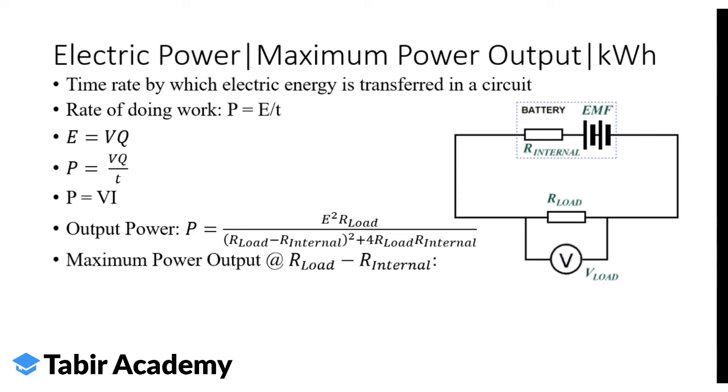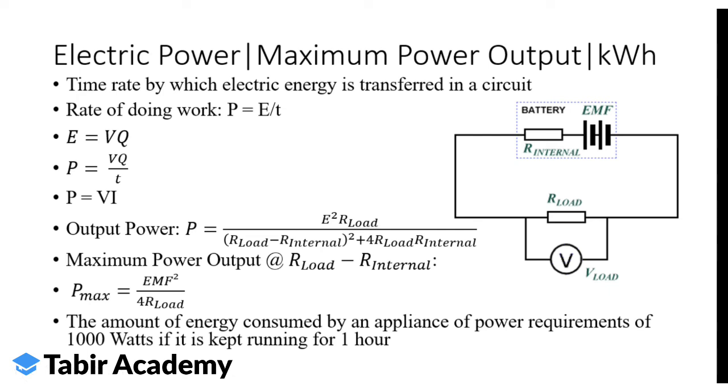It occurs when the load resistance becomes equal to the internal resistance, and the maximum power that you can draw from any power source is equal to the EMF squared divided by 4 times the load resistance. In fact, we can replace this load resistor by R internal as well, because R load and R internal are equal. So maximum power will occur when R load becomes equal to R internal.